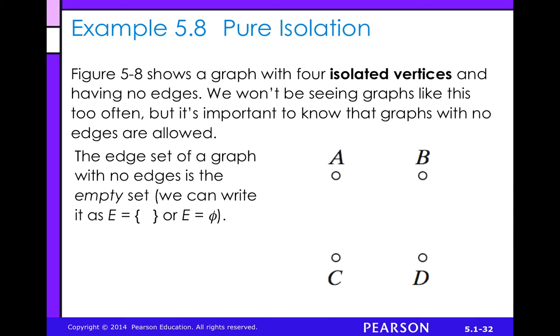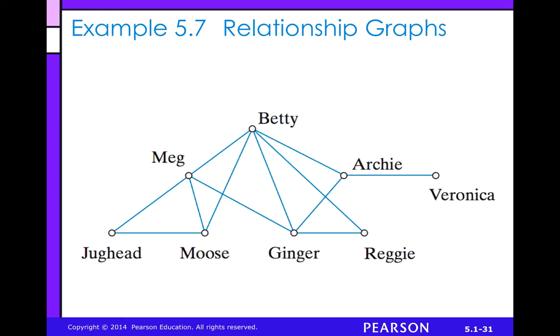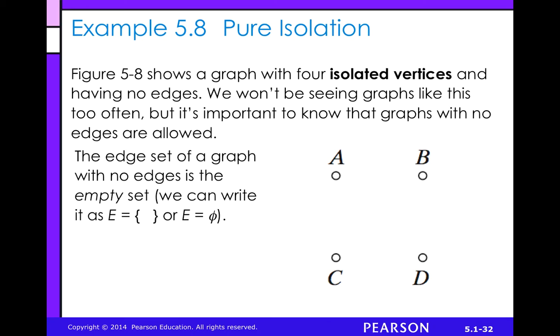Okay, so figure 5.8 shows a graph with 4 isolated vertices and no edges. So we won't see graphs like this very often, but sometimes you'll have vertices that aren't connected to anything. And that's okay. So for example, back here, suppose that Veronica had no friends. Then she would just be a vertex off by herself. This edge right here would be gone. So sometimes you'll see that. Not terribly often, but, you know, it is what it is.